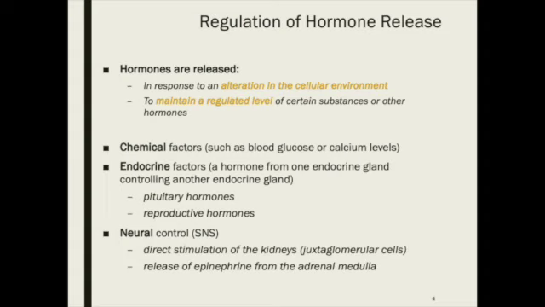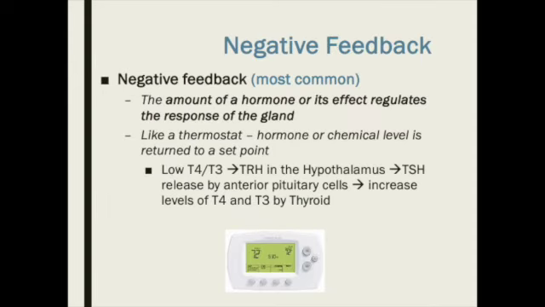And lastly, we have neural control. The sympathetic nervous system, direct stimulation of the kidneys, and the release of epinephrine from the adrenal medulla are examples of these. We also need to understand what a feedback loop is, and the negative feedback loop is the most common in hormonal regulation. So the amount of a hormone or its effect is going to be regulated in response to the gland. Like a thermostat, your hormone or chemical levels are going to be returned to a set point.